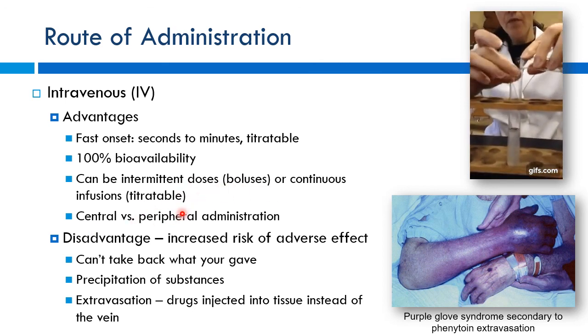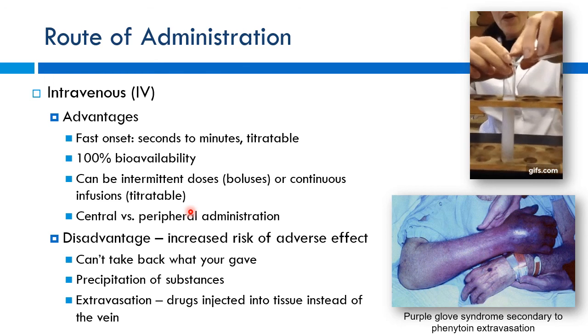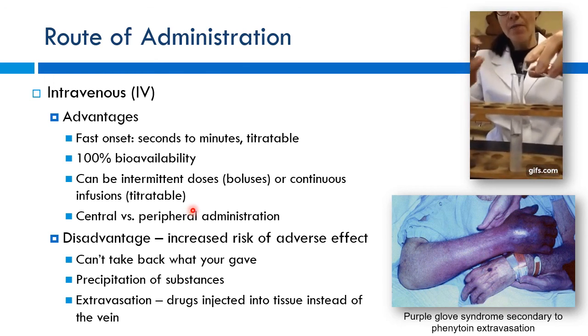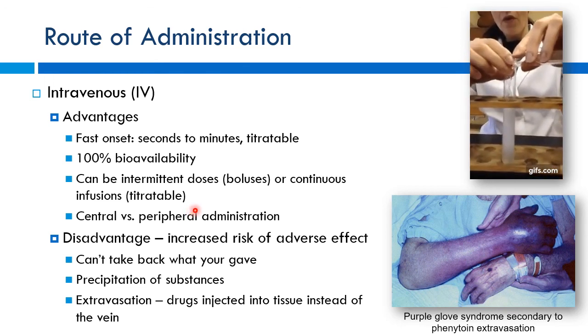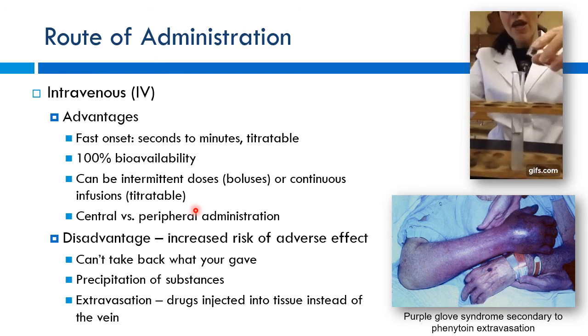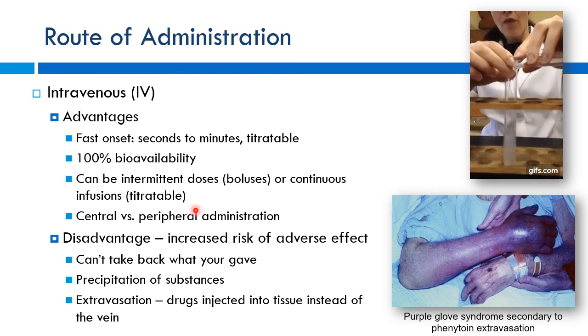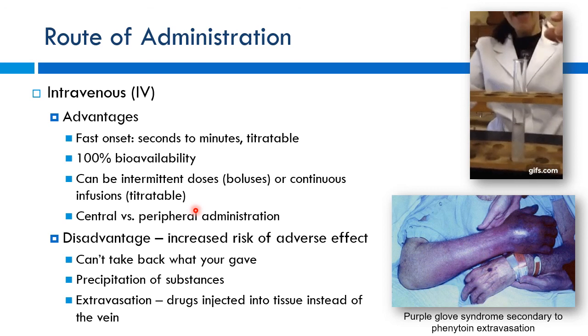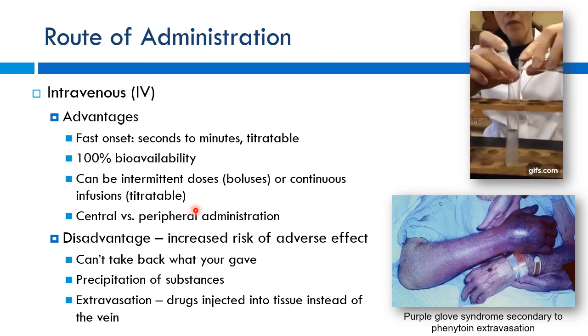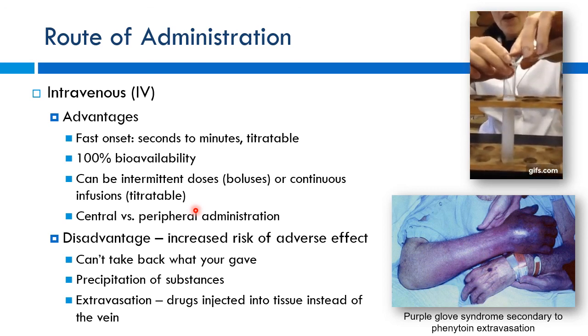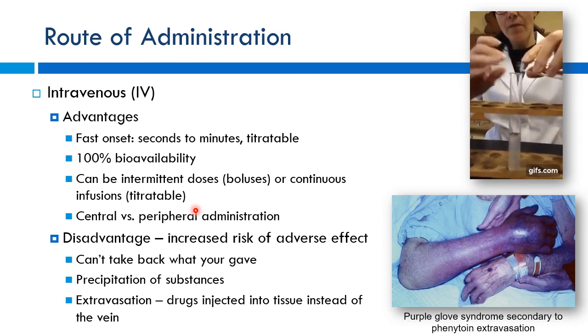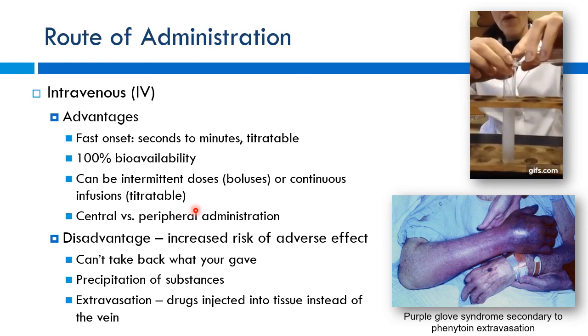Now, there's this term we use, central versus peripheral administration. What do you think is the difference there? So yeah, basically when you're talking about peripheral administration, it's going to be out like in the arm. It's usually the most common place we're going to give it, but basically you're giving it away from the main central circulation.